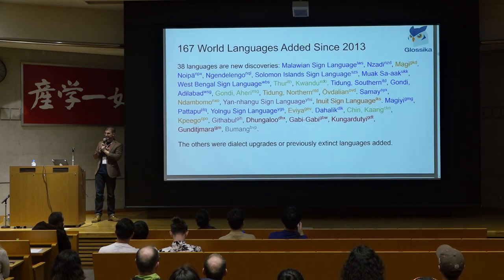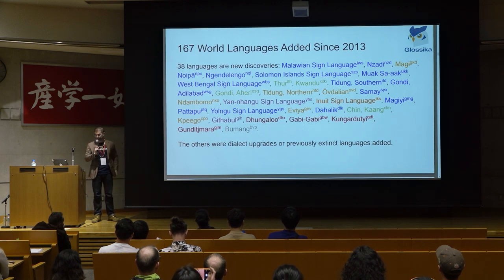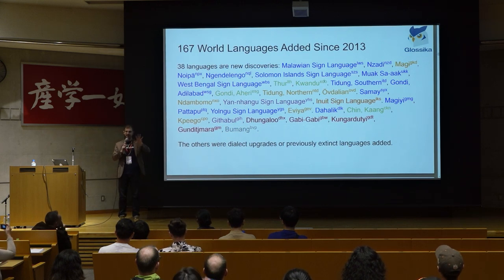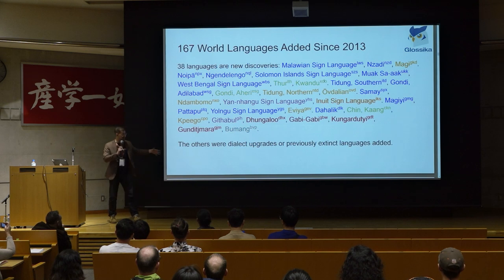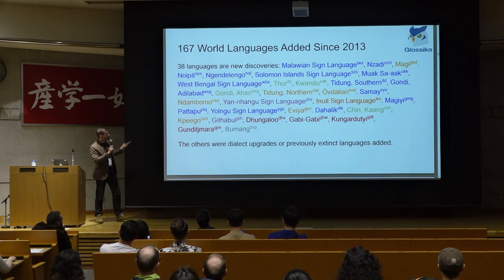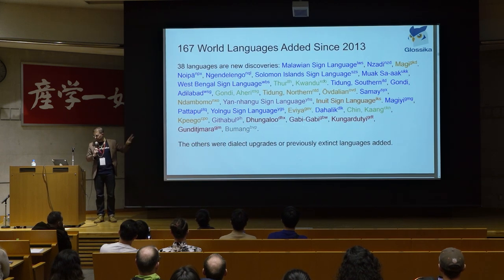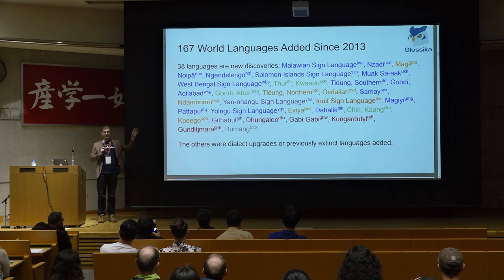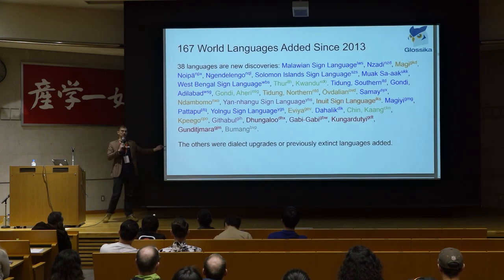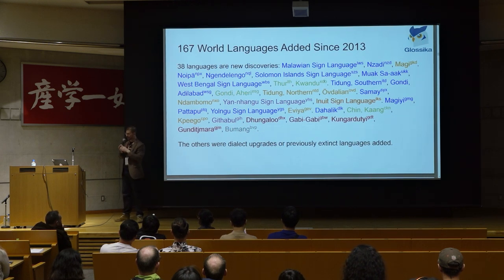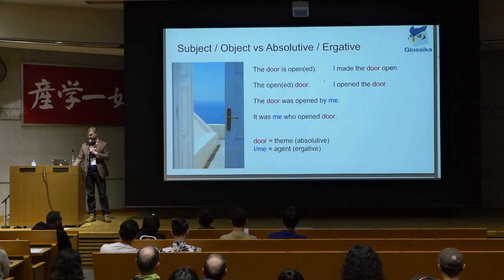Right now, 167 world languages were added since 2013. 38 languages are new discoveries. So despite language death, the number of languages in the world is actually increasing year by year, which is kind of interesting, despite what they're reporting. This one is without color because it's sort of an unattested language. I'm not sure what's going on with that. The other languages out of that 167 were dialect upgrades. For example, Western Armenian: there's an Armenian diaspora in other countries, and they've now upgraded the language to language status because it's somewhat unintelligible to Eastern Armenian, so they now have their own ISO code.